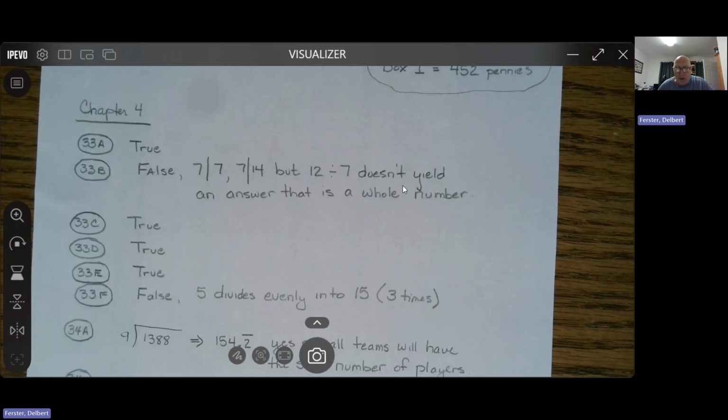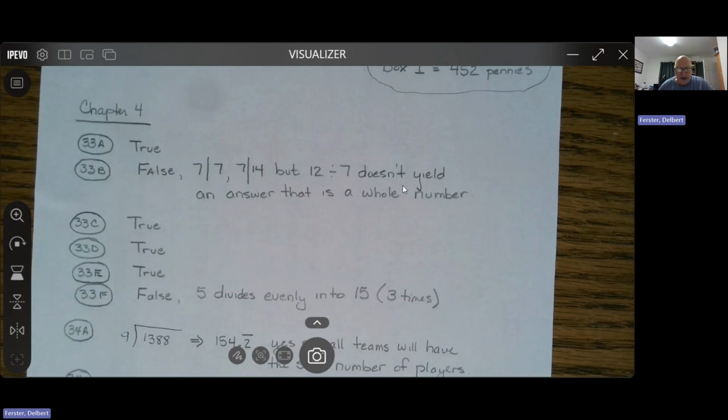Part C says 44 is a multiple of 22. That's true. Part D says 6 is a divisor of 12. That's true. Part E says 240 is a multiple of 4. That's true. Part F says 5 does not divide 15. That's false. 5 does divide 15 3 times.